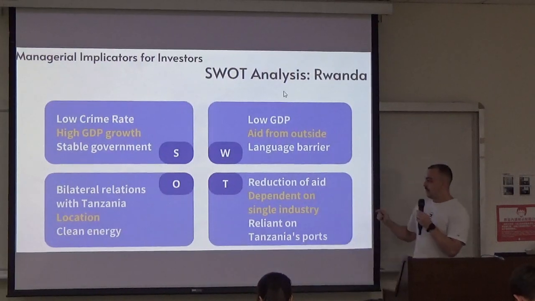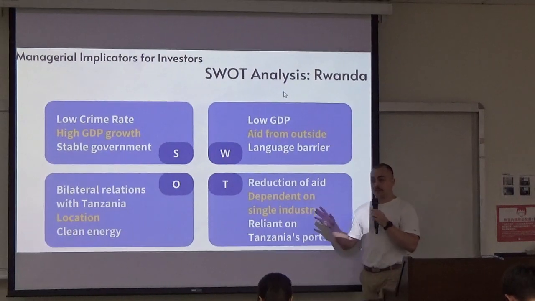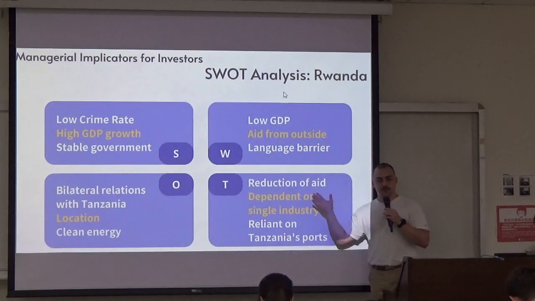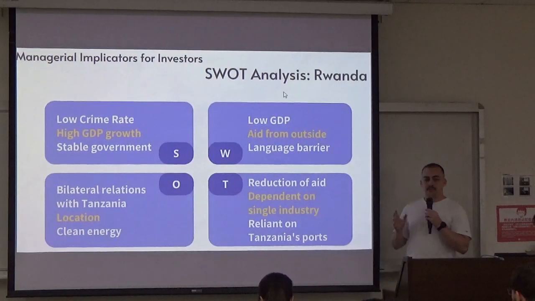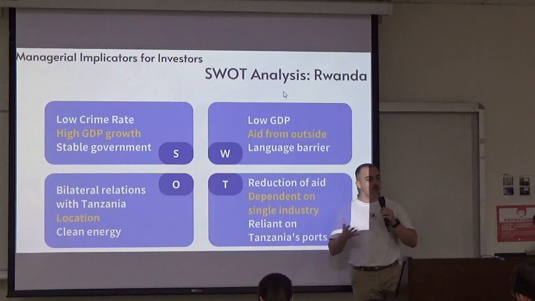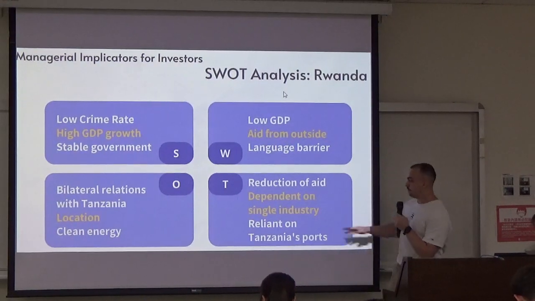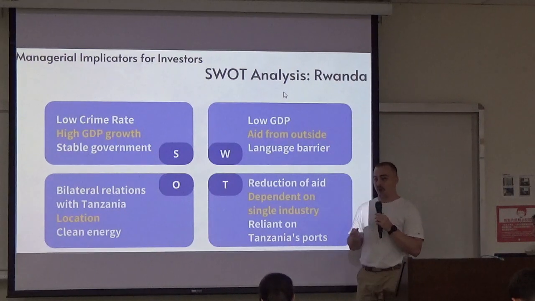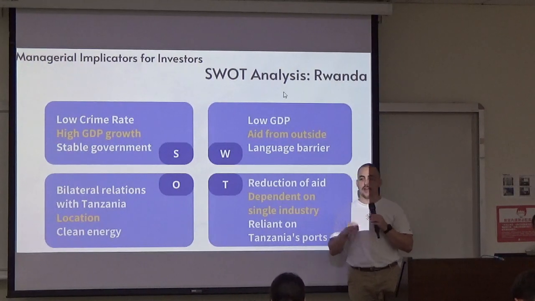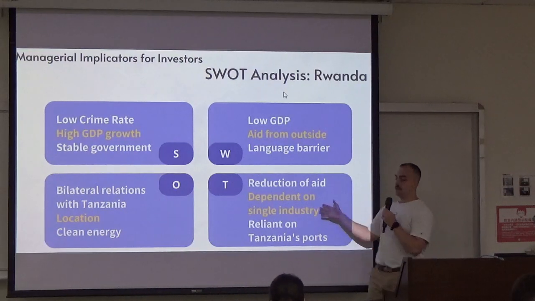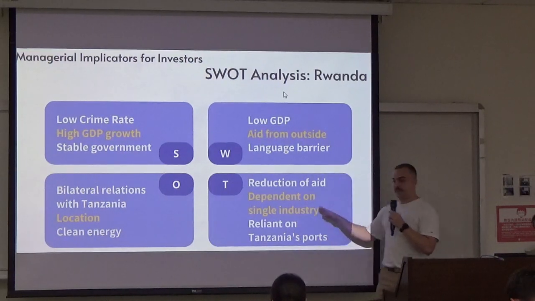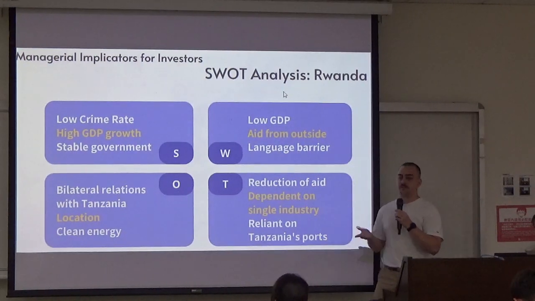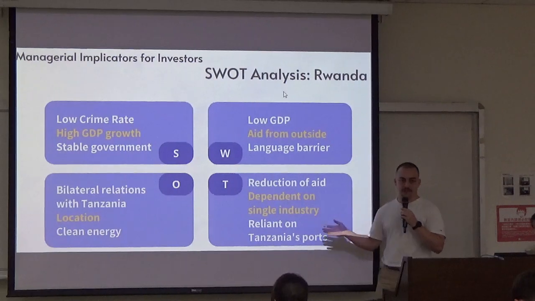Now some of the threats. Reduction of aid could be a major threat, especially in the COVID-19 post-pandemic environment. If outside sources choose to reduce their aid to the government, they may struggle economically and financially, which could lead to imbalances in their society. Also, dependent on a single industry, so about 80% of Rwandan citizens are employed by the agricultural industry. This is something the government's looking to diversify on, but this is still a threat if, for example, a natural disaster occurs or prices for agriculture drop. This could affect the economy negatively.